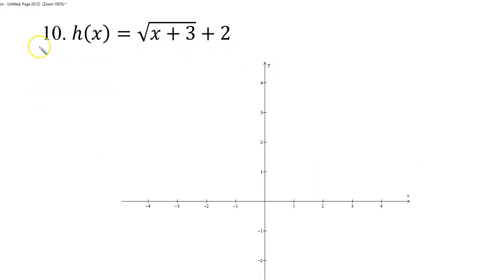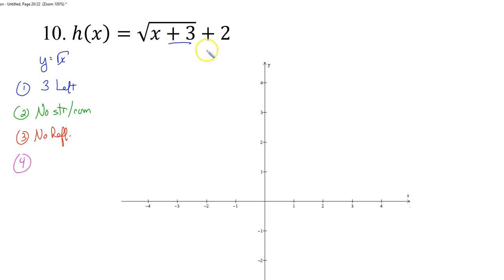All right, so my basic toolbox function here is y is equal to the square root of x. So let's start with our shift to the left. Yep, you got it. So we're going to go 3 units to the left because of the +3. There is no stretch or compression. All right, there is no reflection. Just getting you to remember to think through these things, so no reflection. And then finally, we're going to shift it 2 units up.